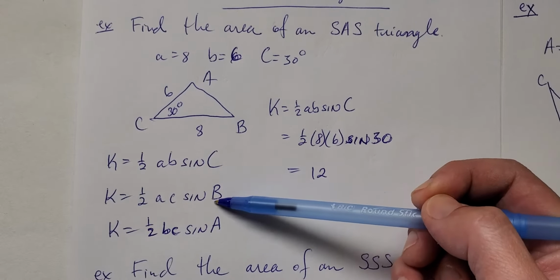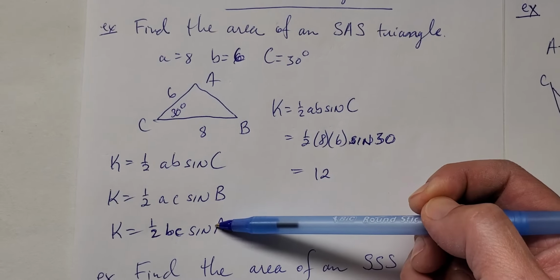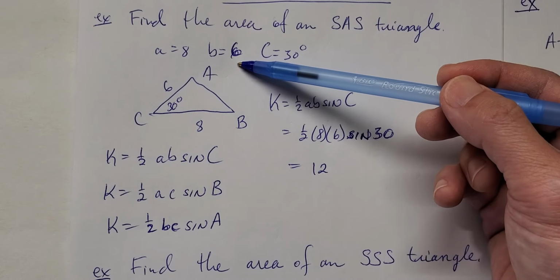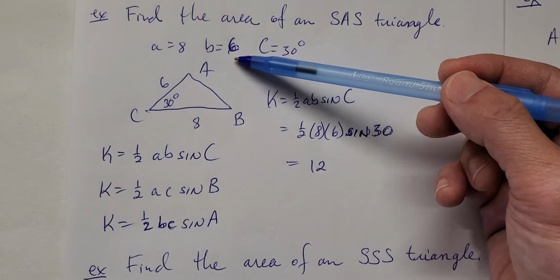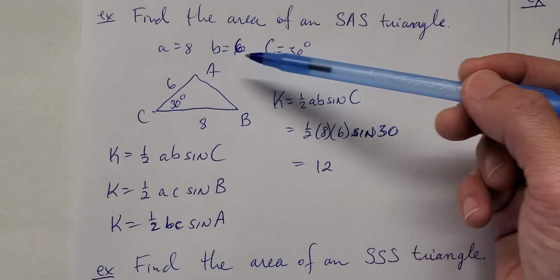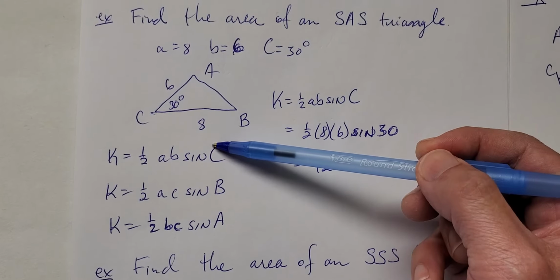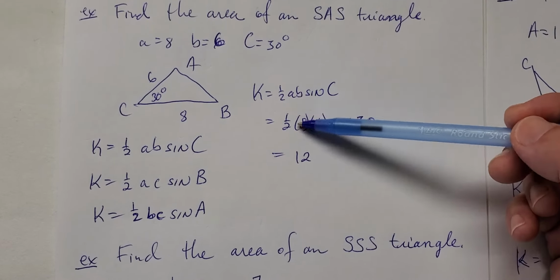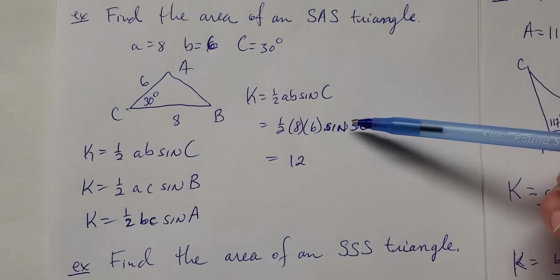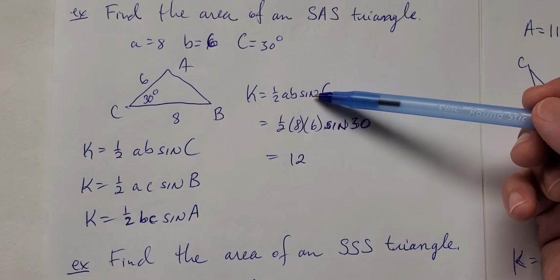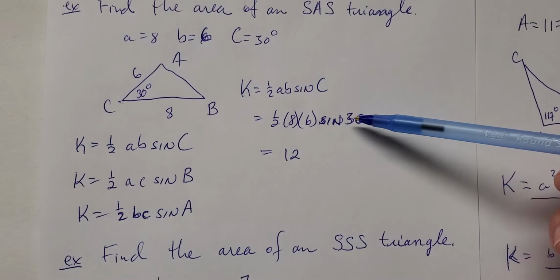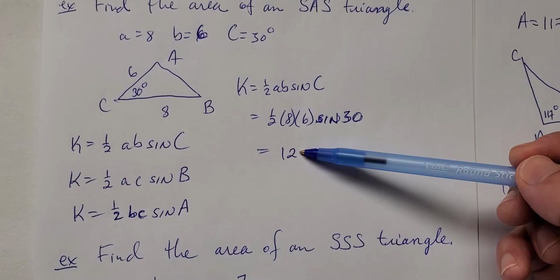So be careful which equation I'm using. There are three of them. How do I know which one? Depends on the information that is given to me. Okay, I am given little a, little b, big C. So I'm using the first equation. Okay, so all you have to do is just plug them in. We know a is 8, b is 6, C is sine 30. Okay, so put all this in your calculator and it will come out to be 12.